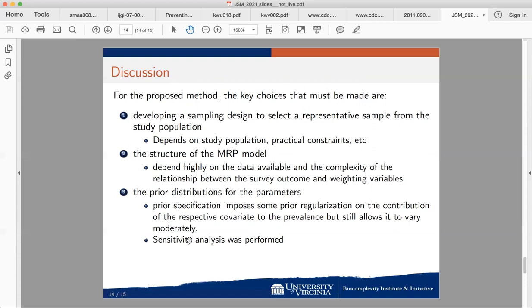And lastly, we have the prior distributions for the parameters, and of course, hopefully these would be informed by prior knowledge or some previous seroprevalence studies, but they should be specified. We specify them here to impose some level of prior regularization on the contribution of the covariates, but still allow them to vary moderately, just as a demonstration. And in addition, I didn't show here, but we did perform some sensitivity analysis for these prior distributions to show that the simulation results are relatively robust.